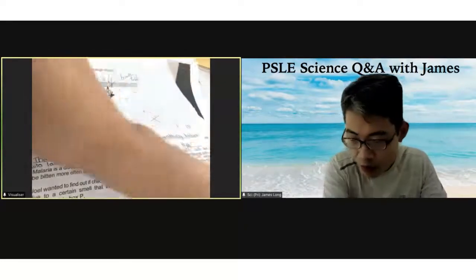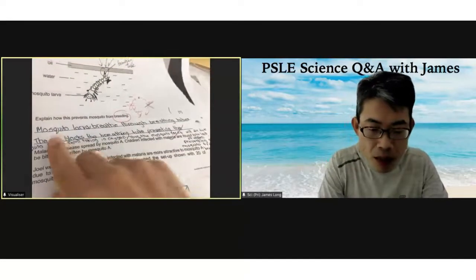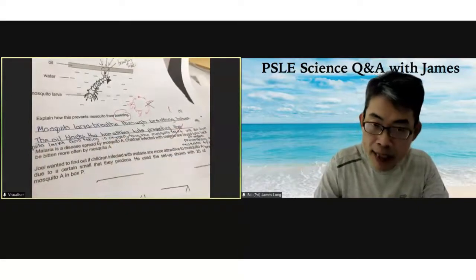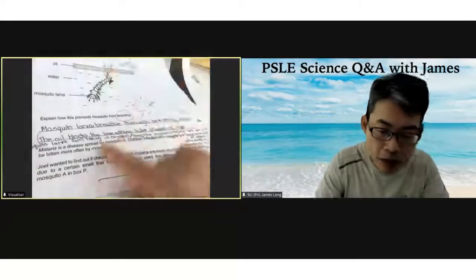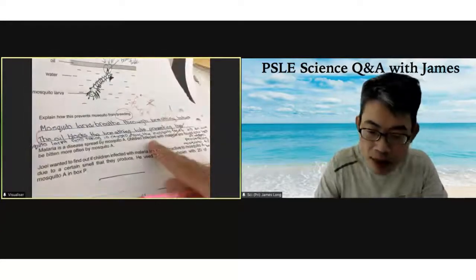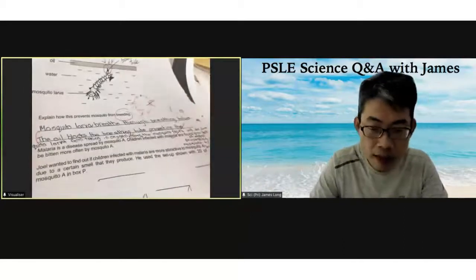When I initially marked the work here, I think I was a bit too lenient. So let's take a look at what I mean. Larva breathes through breathing tubes, good. Oil blocks the breathing. I'm going to bracket the part where I give marks. Oil blocks the breathing tube, preventing mosquito larvae from taking in oxygen, very good. Thus, it will die due to lack of oxygen, very good. So this part here should get the marks.